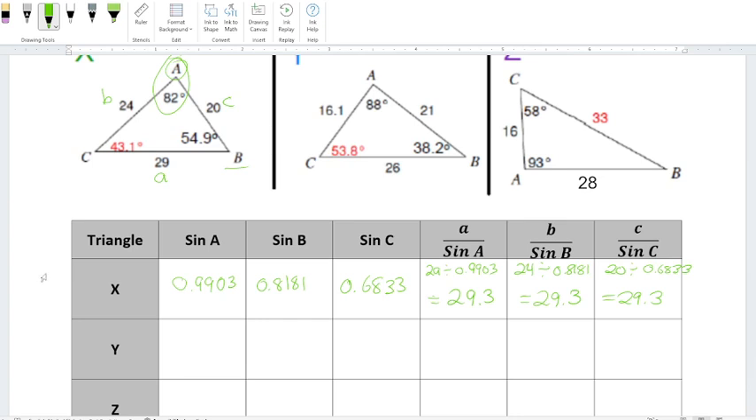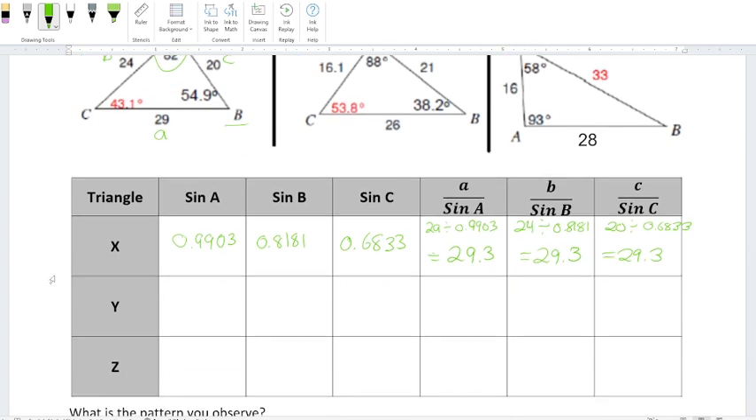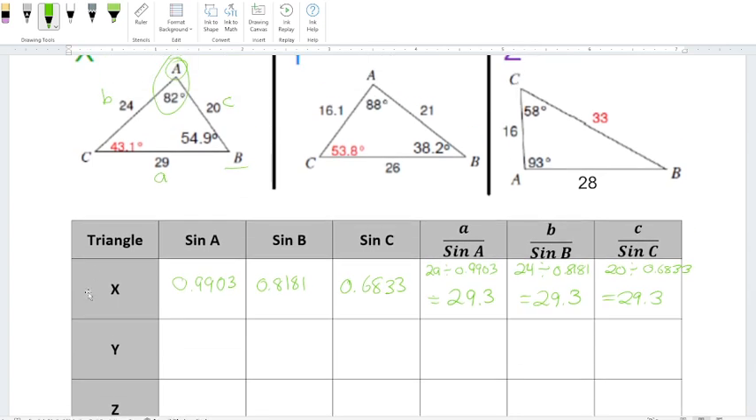You might think you figured out the pattern already. Good for you if you have, but one line doesn't make a pattern by itself. So let's do Y and Z and see if our theory remains strong, and then unpause the video.